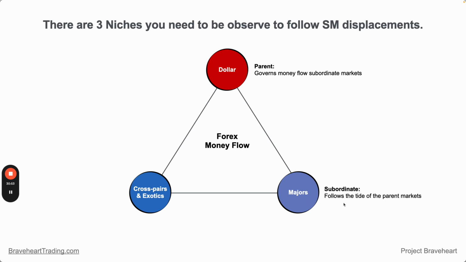Subordinate will follow the tide of the market. So if dollar goes higher, this goes lower. If dollar goes lower, this goes higher. Okay? And we'll get into this one in a bit as well. But just know that these two are subordinate to the parent, and the parent will determine these two right here.